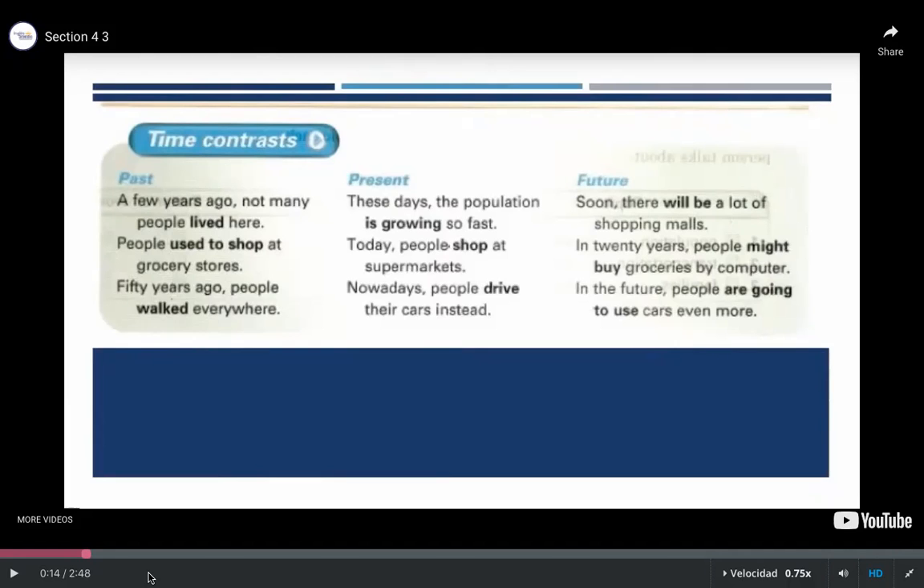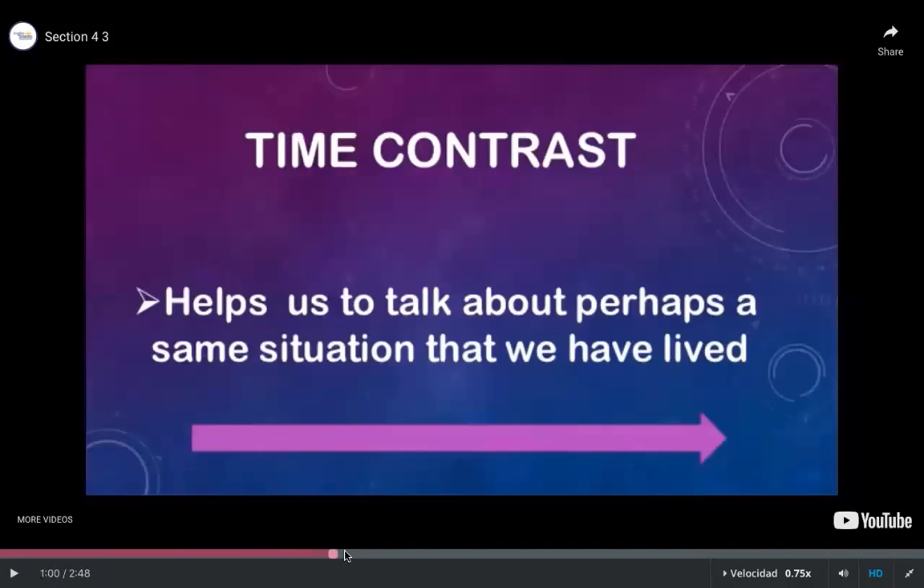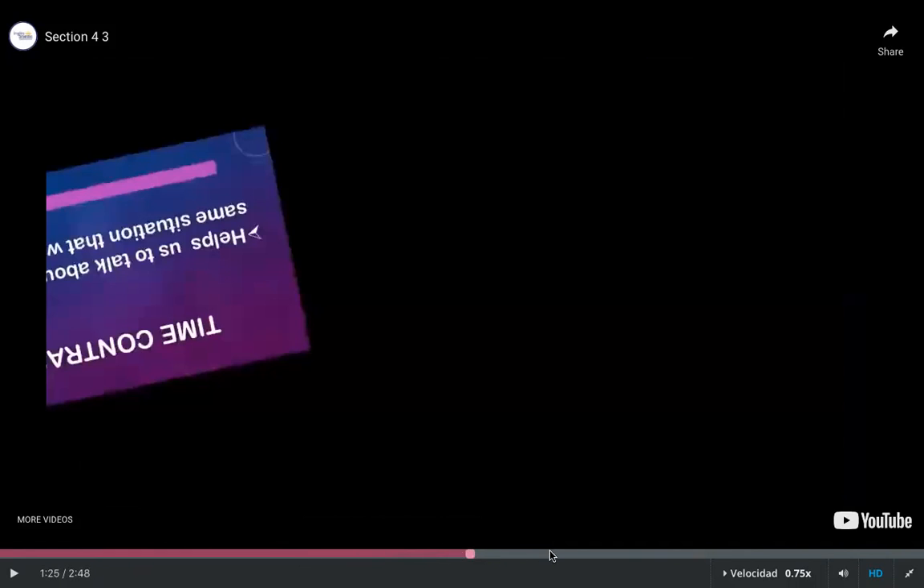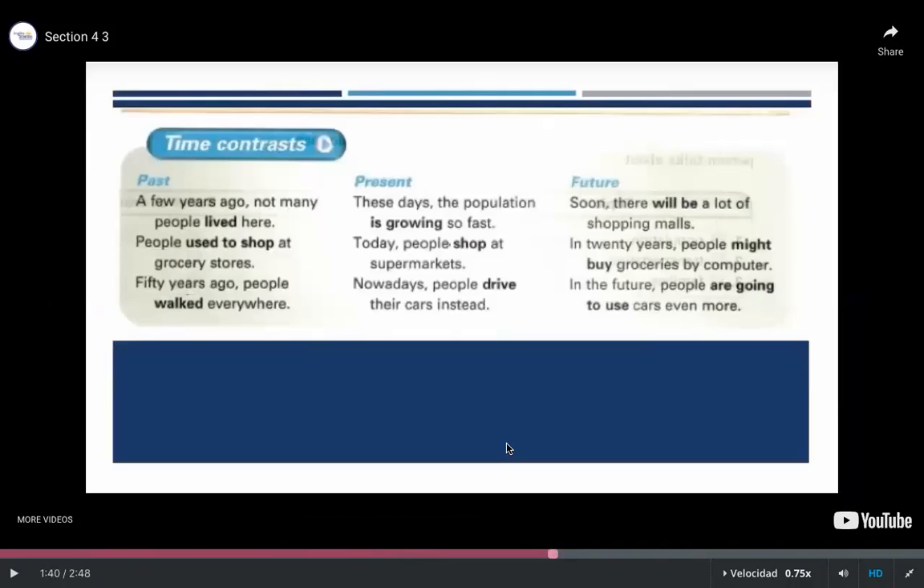So let me see what else here to continue the video. Okay, time contrast is helping us to talk about perhaps a same situation that we have lived. This is something that we can combine in different tenses. For example, we have the same sentences, but we are making contrast.